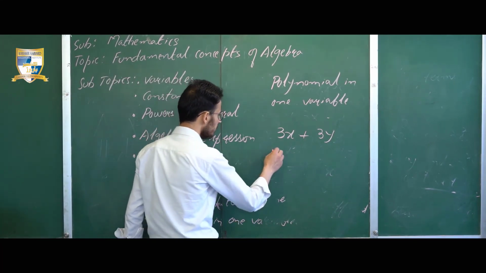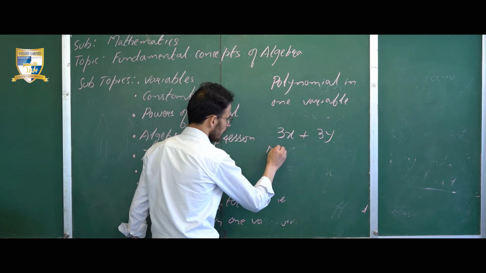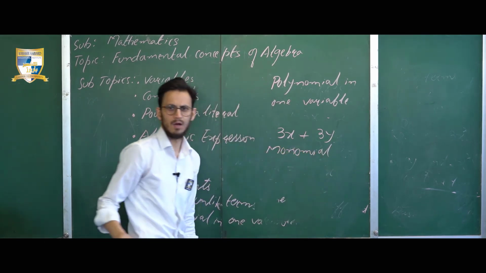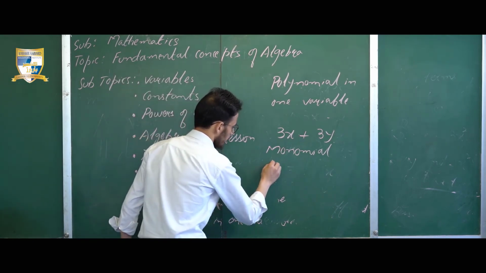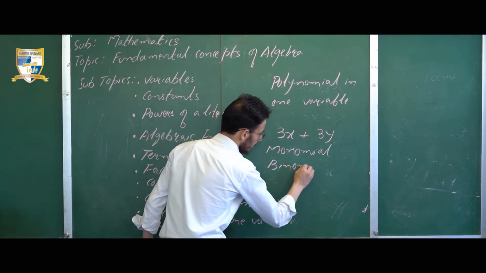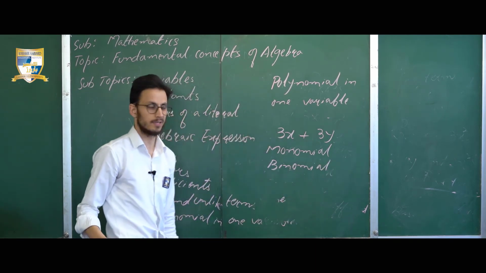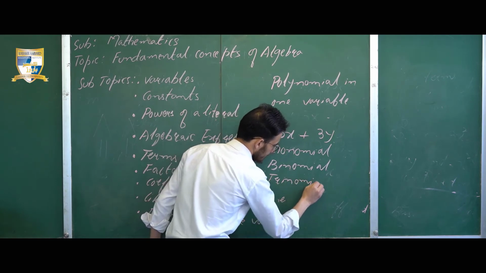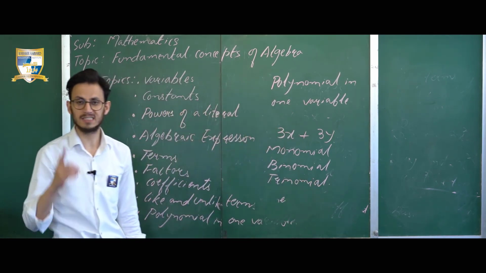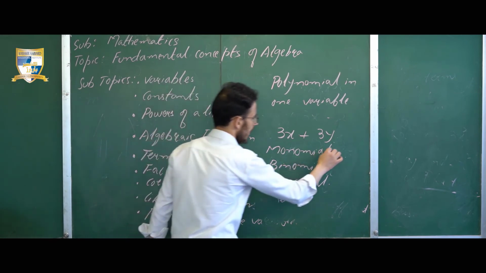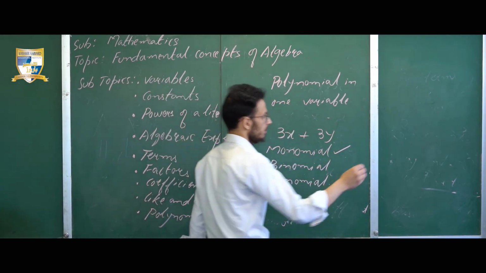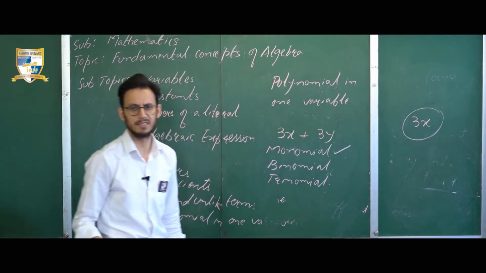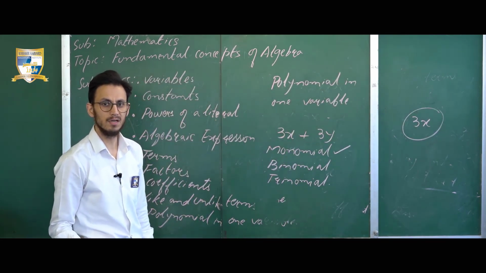And on the basis of the terms, we have different types of polynomials, like monomial, binomial, and trinomial, depending upon the number of terms in that expression. When we see an expression having a single term, that expression is called a monomial. For example, 3x, a single term expression, is called a monomial.